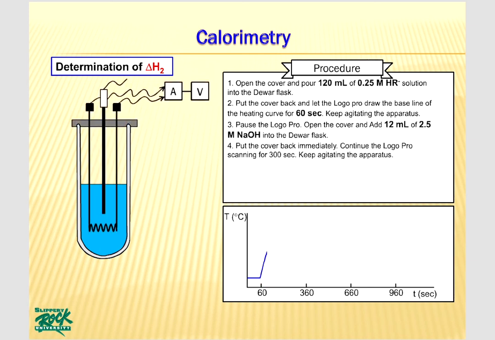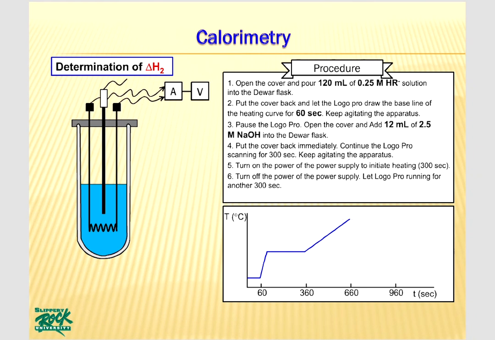Continue the LoggerPro scanning for 300 seconds. Keep agitating the apparatus. Turn on the power of the power supply to initiate heating. Continue heating for another 300 seconds. Turn off the power of the power supply. Continue running the LoggerPro for another 300 seconds.